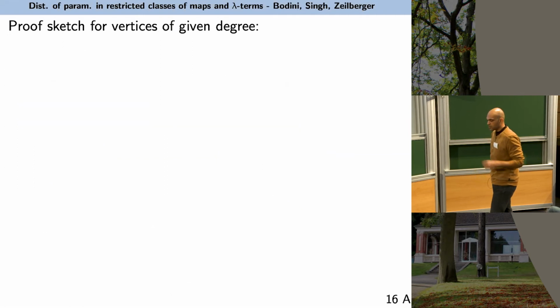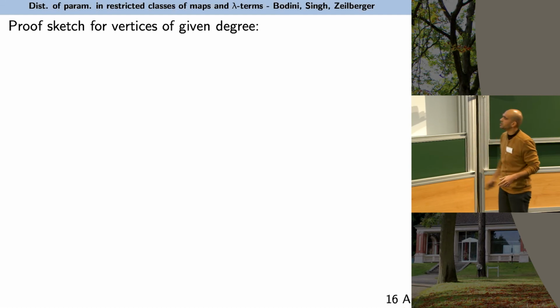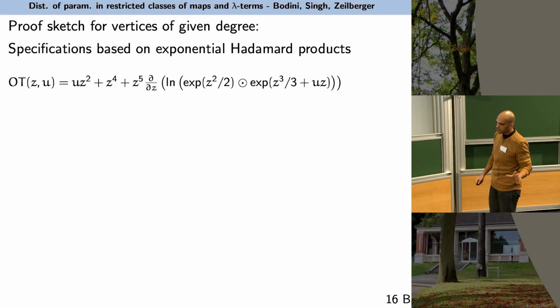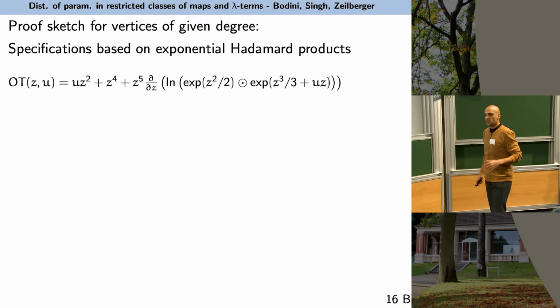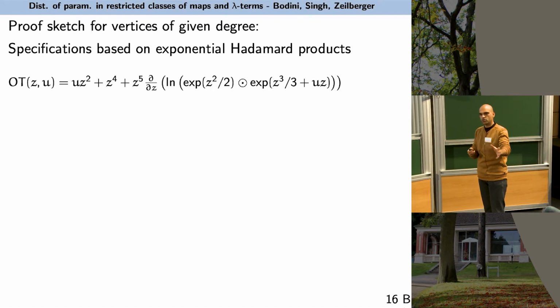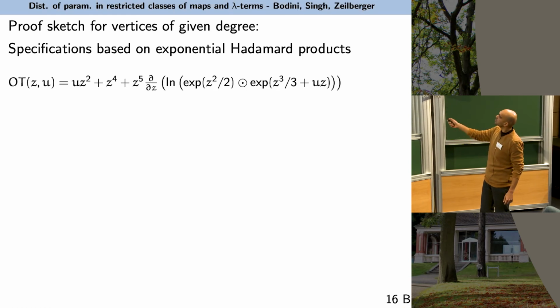And so now for the case of vertices of a given degree in open trivalent maps, for the beginning we can start with a completely different kind of specification. And here we see that indeed we can have a lot of specifications, but some parameters force a specific viewpoint on the object at hand. And so here we completely change our viewpoint. We go from a nice decomposition-based viewpoint to this specification based on the exponential Hadamard product.